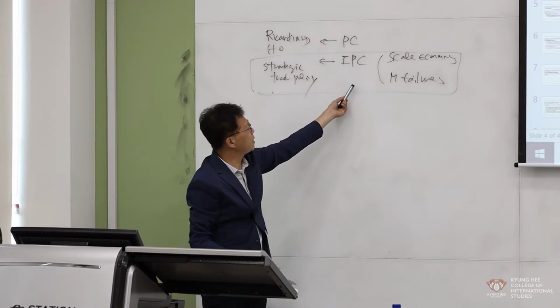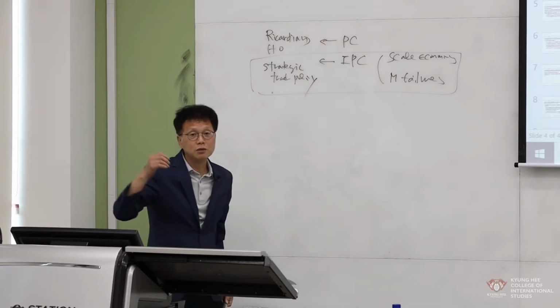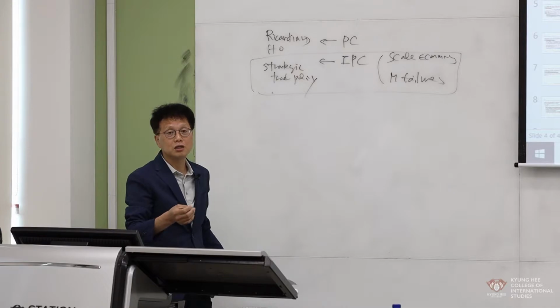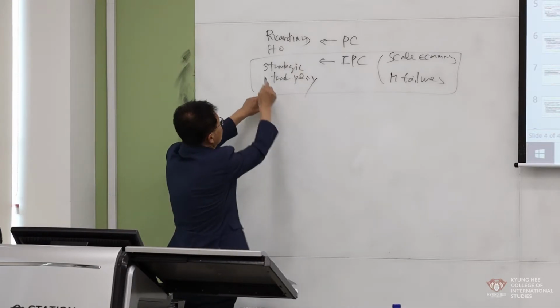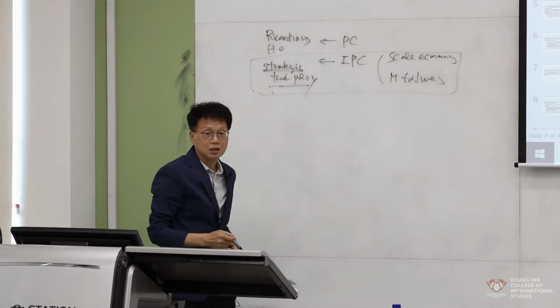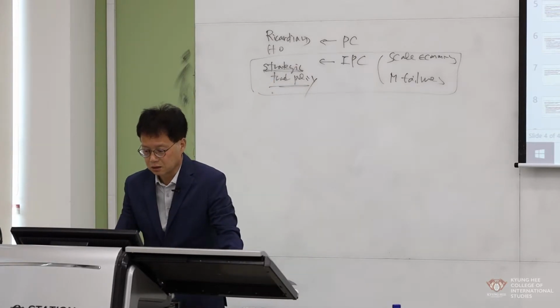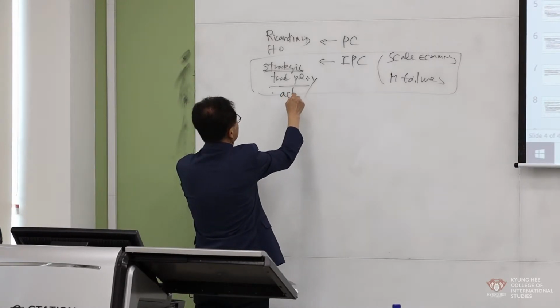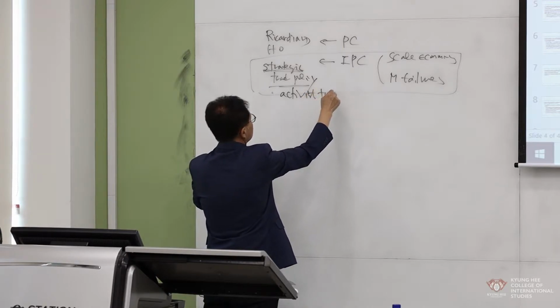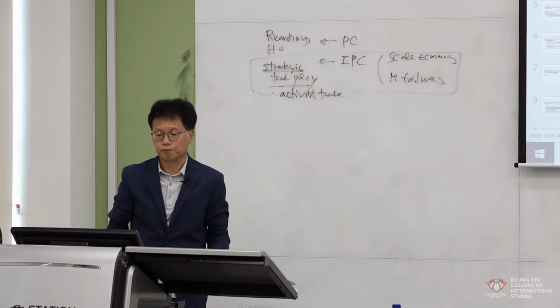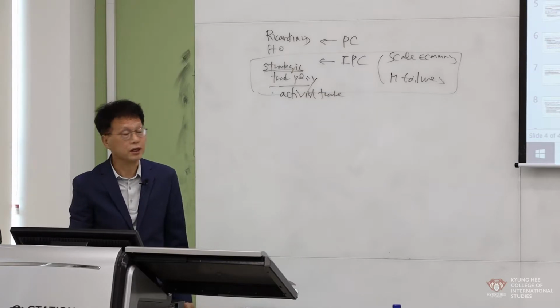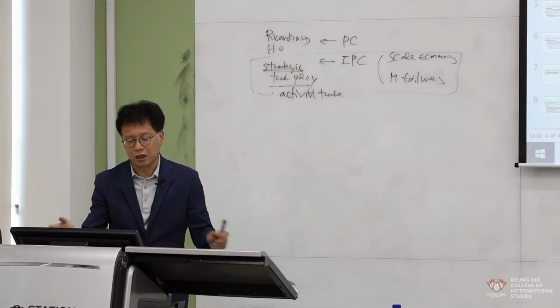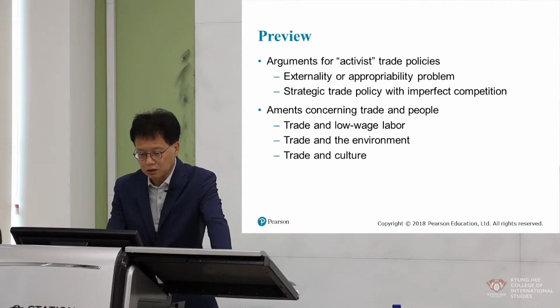But in an imperfect market structure, some government intervention can change the outcome of international trade. In that sense, strategic trade policy. That is Section 1. Some activist trade policy can change competitiveness. That is the story of Section 1. But I'd like to skip this and go to Section 2 directly.